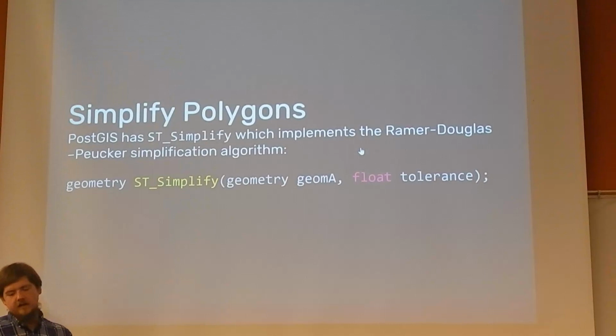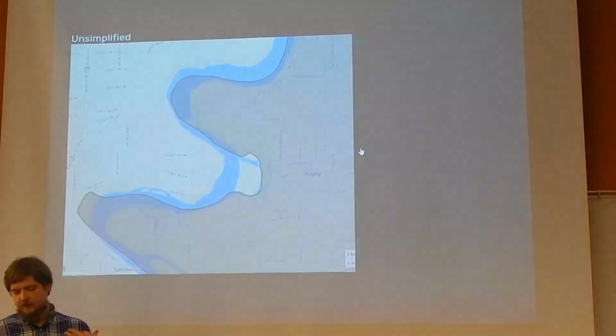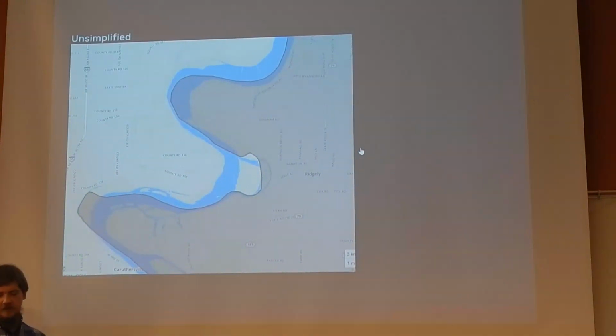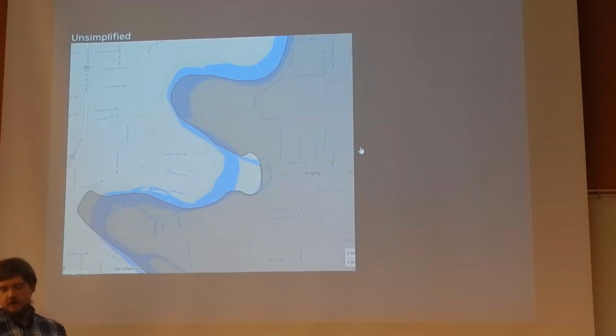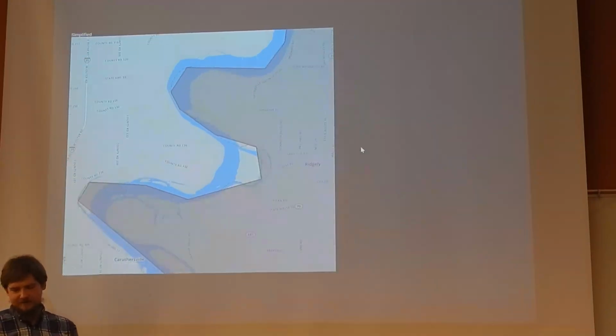The other thing we use a lot is ST_Simplify. It's your run-of-the-mill Ramer-Douglas-Peucker simplification algorithm, and you can do that straight in PostGIS. So this is West Tennessee unsimplified, and this is West Tennessee oversimplified.